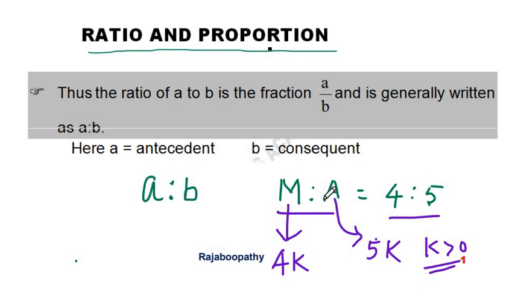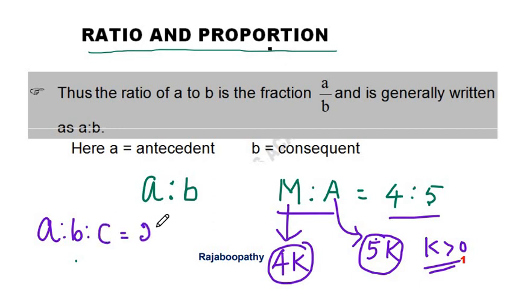Most of the time we are supposed to solve and find the value of k. Now, the cost of a mango and the cost of an apple in the ratio 4:5 means first you take them as multiples, 4k and 5k. Similarly, boys and girls are in a ratio, or sometimes three ratios are given. For example, A is to B is to C is equal to 2:3:4. Then take A as 2k, B as 3k and C as 4k.